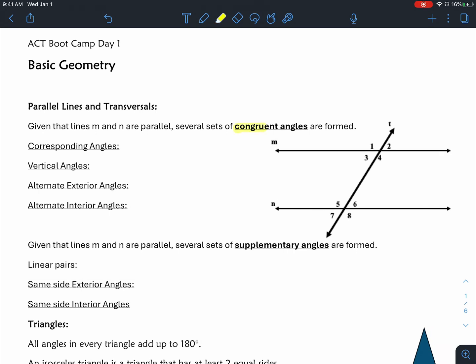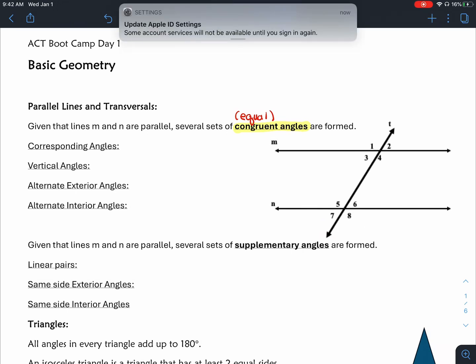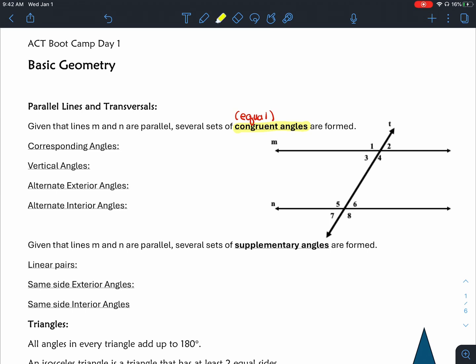So I first want to talk about 4 different types of angles that are congruent when you have a transversal running through 2 parallel lines. Now the word congruent just means equal. So these 8 angles show you sets of equal angles. Okay, so the first one I want to look at is called corresponding angles. There are 4 sets of corresponding angles in this picture. I'm going to highlight one of them right now.